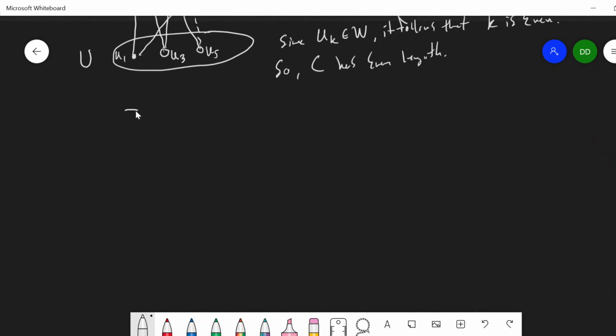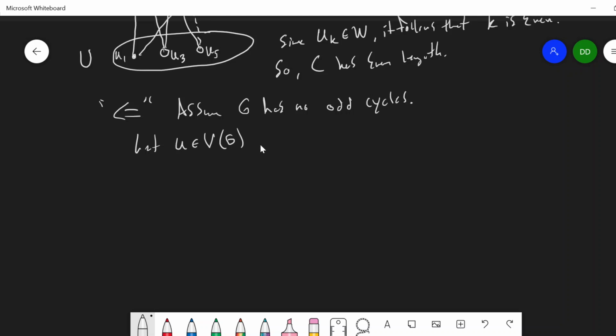So let's think about the backwards direction now. Here, I want to assume G has no odd cycles and show that G is bipartite. If I want to show that G is bipartite, I need to come up with partite sets. This is where distance comes into play. This is why we have this proof here. So assume G has no odd cycles. I'm just going to give myself a vertex in the graph. Let U be in the vertex set of G.